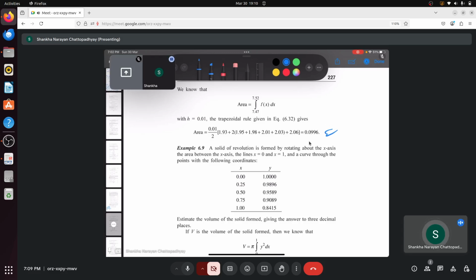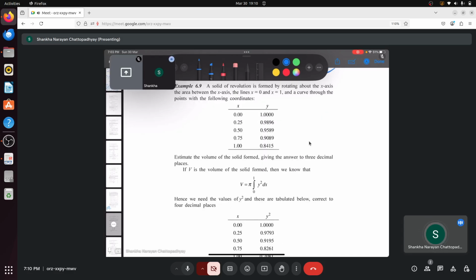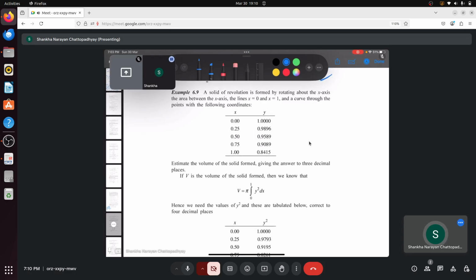So V is the solid of revolution. You need to determine it. How will you determine it? If V is the volume of the solid formed, the problem is a solid of revolution formed by rotating about the x-axis the area between the x-axis, the lines x equals 0 and x equals 1, and a curve through the points with the following coordinates. f of 0 is 1.0, 0.25 is 0.9896, 0.50 is 0.9589, 0.75 is 0.9089, and 1.0 is 0.8415.